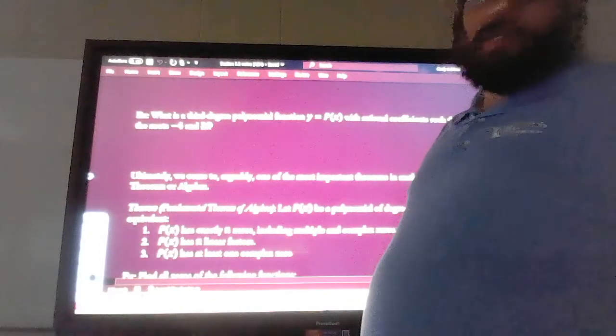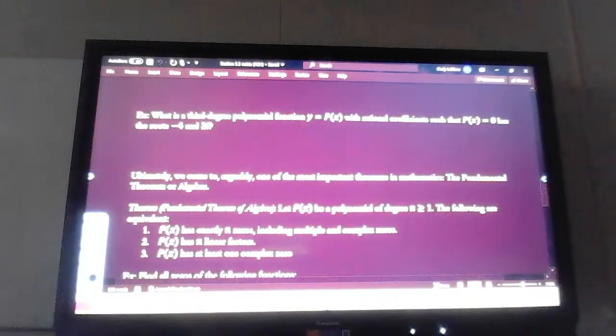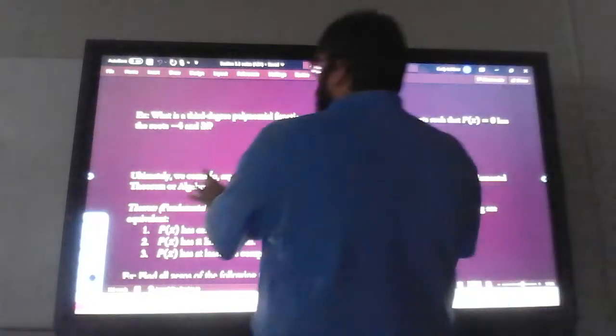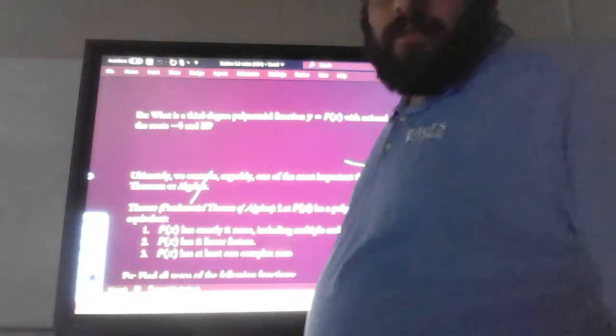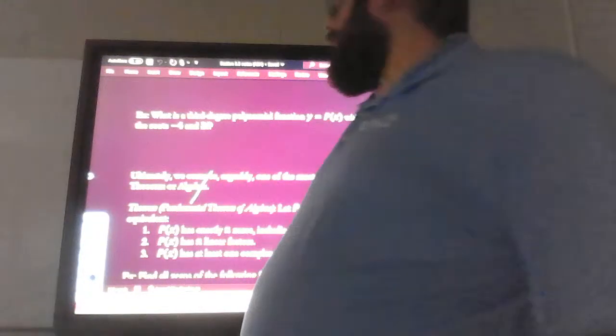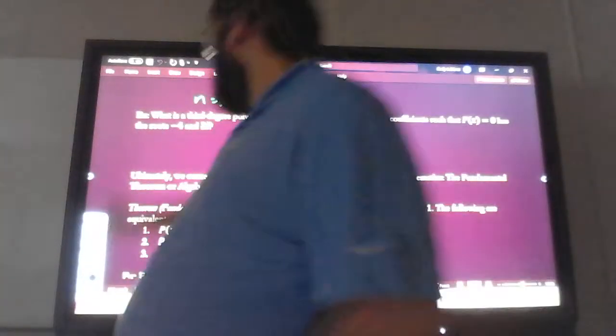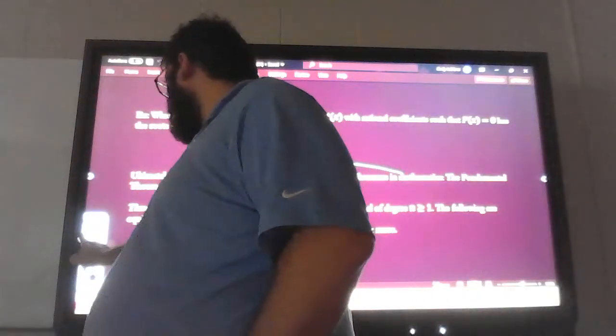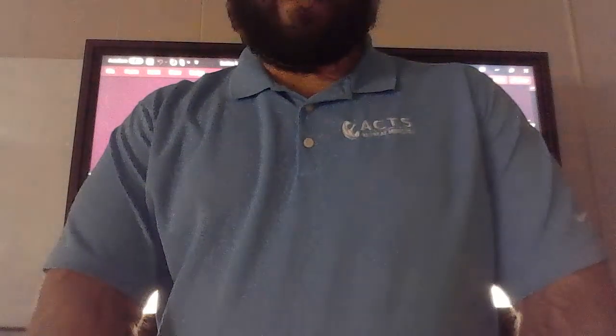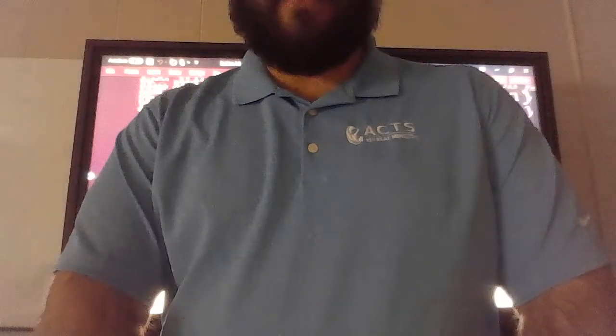What is a third degree polynomial function y equals p of x with rational coefficients such that p of x equals 0 has the roots -4 and 2i? Well, third degree polynomial, and it's 3, right? I'm trying to find the polynomial that has these two as solutions.